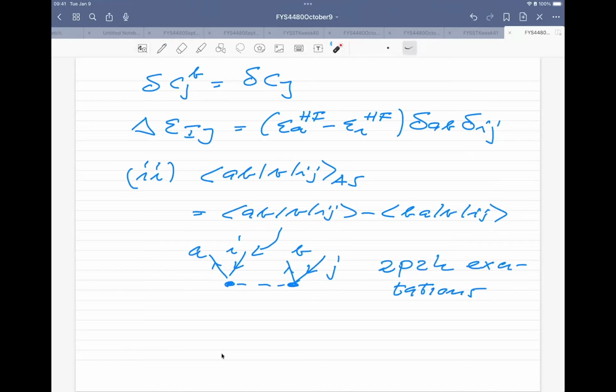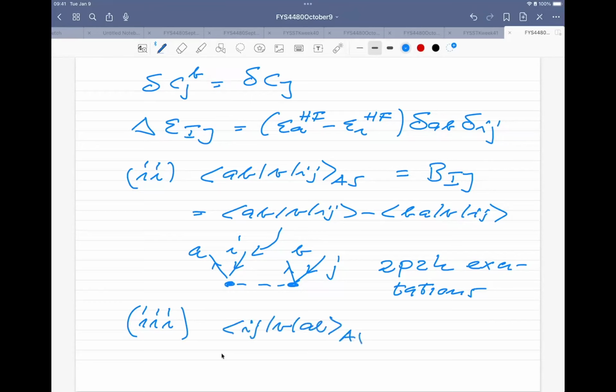Now, this term here, with the same kind of notation, we are going to relabel in terms of a matrix B, with components B_IJ. So I and J are still one-particle, one-hole states. And then we have the final one, which is going to look as follows. I have <ij|V|ab> anti-symmetrized, and I'm going to put that one equal to the complex conjugate of B_IJ.